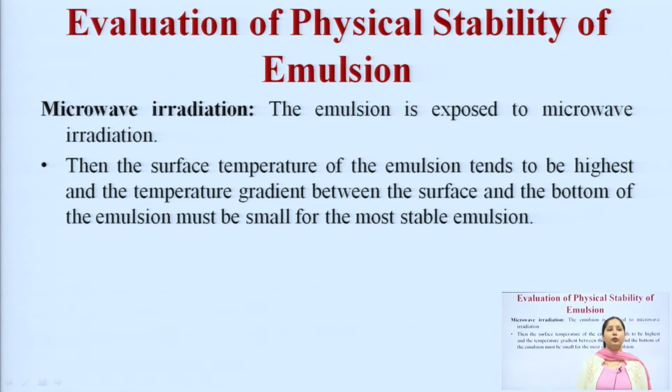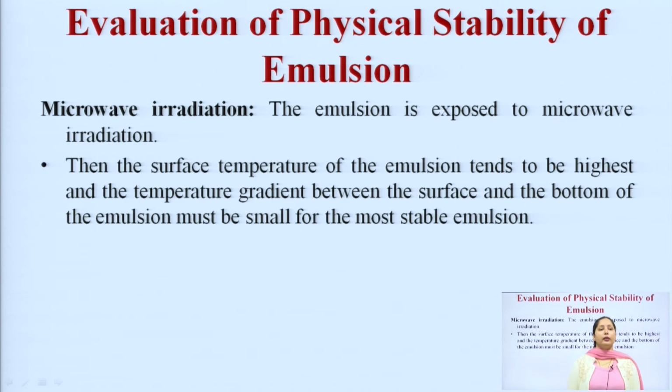Then another is your microwave irradiation. The emulsion is exposed to microwave irradiation, then the surface temperature of the emulsion tends to be the highest, and the temperature gradient between the surface and the bottom of the emulsion must be small for the most stable emulsion.